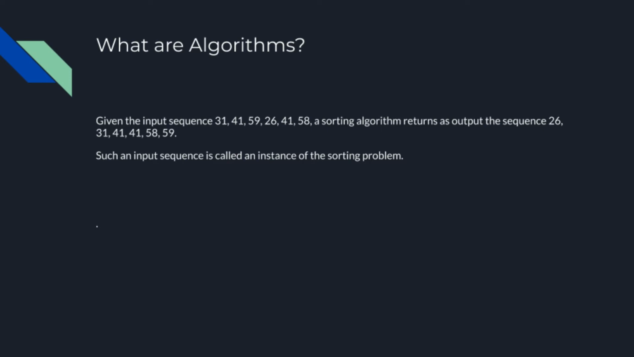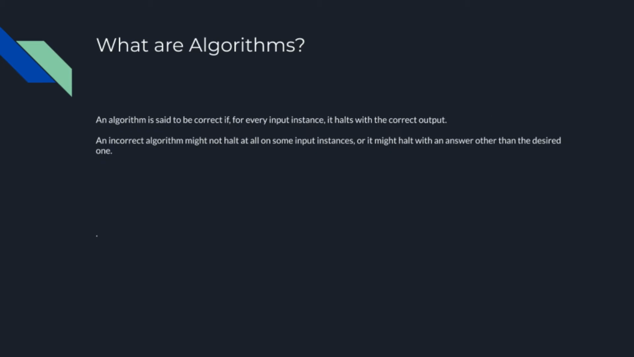Such an input sequence is called an instance of the sorting problem. In general, an instance of a problem consists of the input needed to compute a solution to the problem. An algorithm is said to be correct if, for every input instance, it halts with the correct output. We say that a correct algorithm solves the given computational problem.